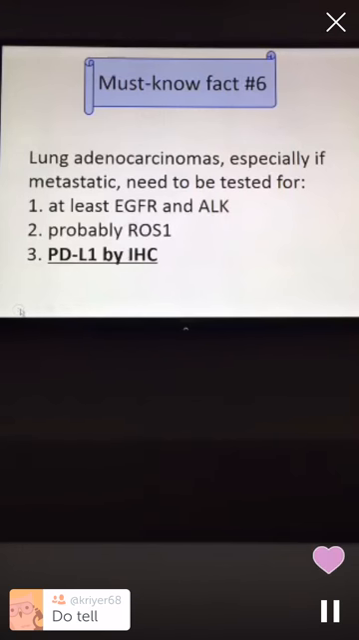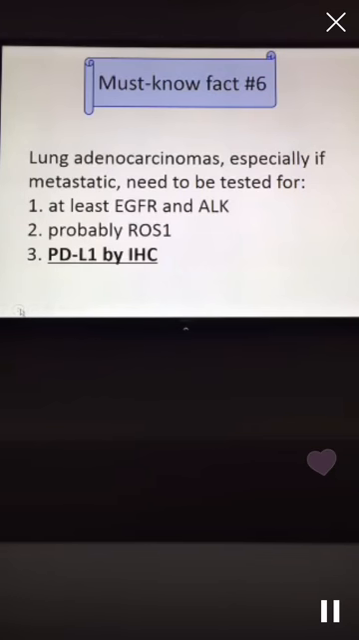So PD-L1 is a protein that's expressed on the surface of tumor cells, right? Some lung cancer cells express this on their surface, and what it does is it keeps the immune system away from tumor cells. So it helps in immune evasion, right? Tumor cells use this like a defense.